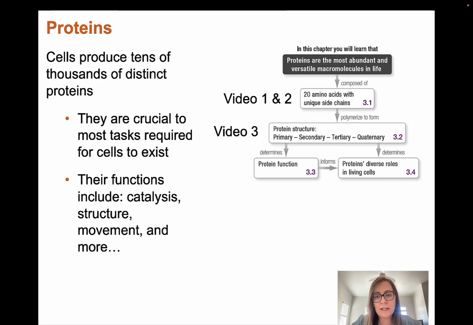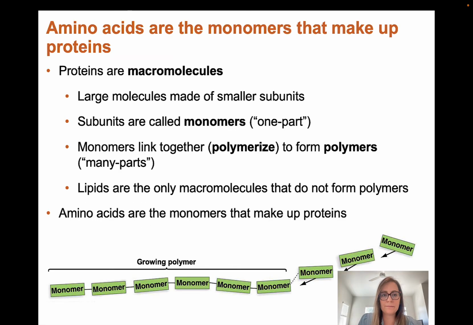So in the first two videos, we're going to be talking about amino acids. Those are the monomers that make up proteins. And in video 3, we're going to talk about how proteins fold and how this helps them execute their unique functions in cells. So let's dive into amino acids.